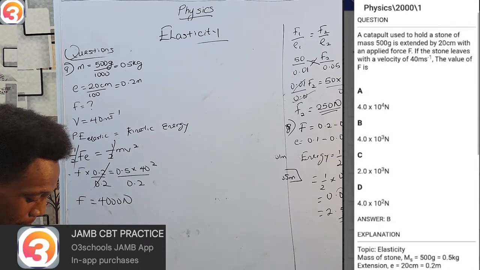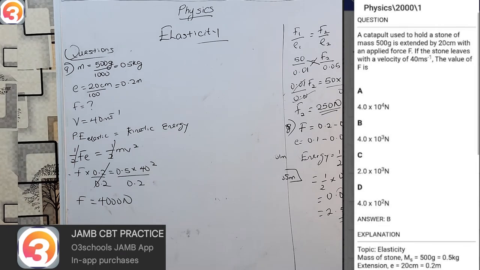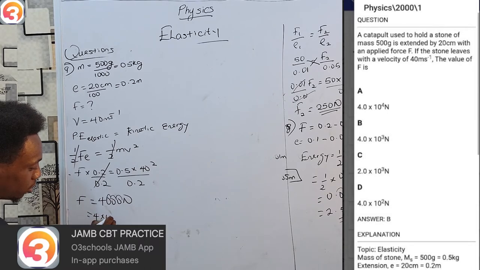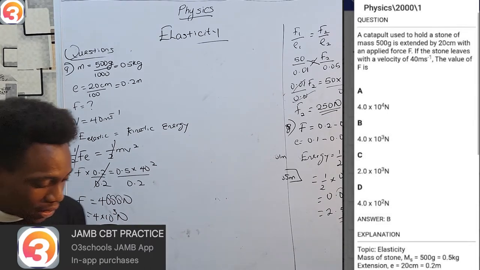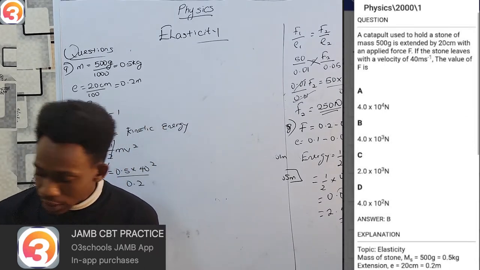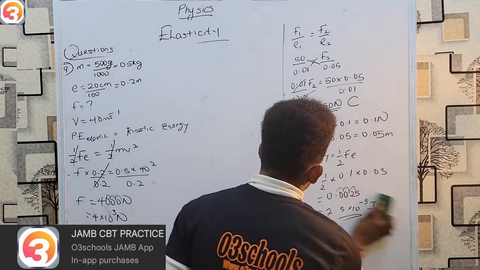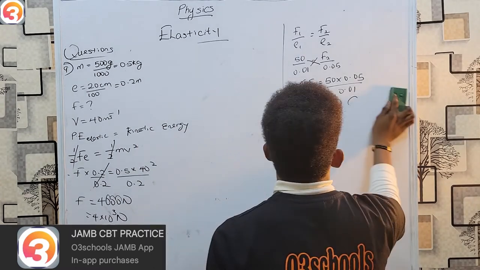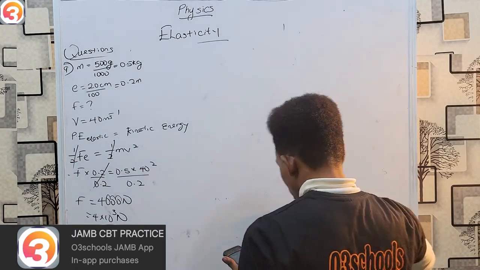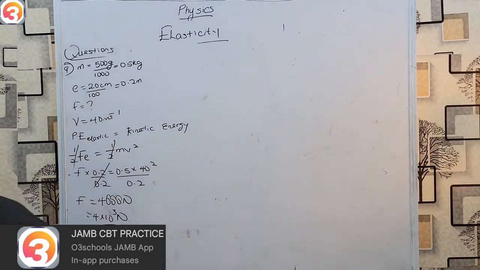Going back to our JAMB app, you can see that everything again is in standard form. Doesn't matter. 1, 2, 3. 4 times 10 to the power of 3 newtons. See, easy peasy. And yeah, let's now take one last question. This will be the 10th question we shall solve, and we shall finally call it quits on that elasticity.